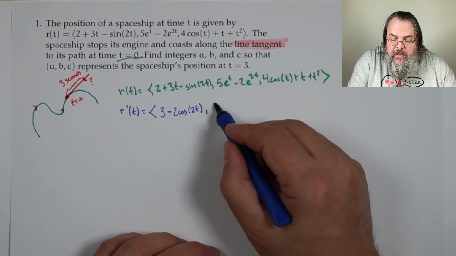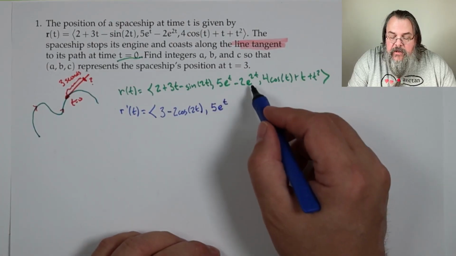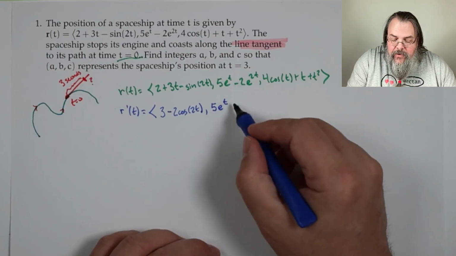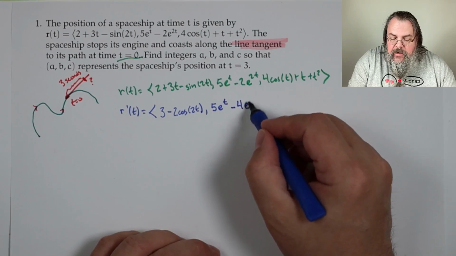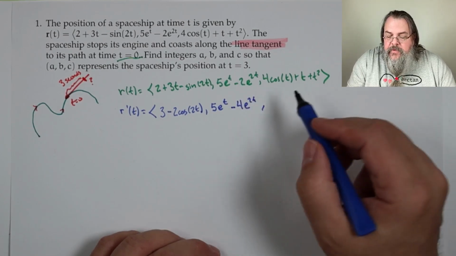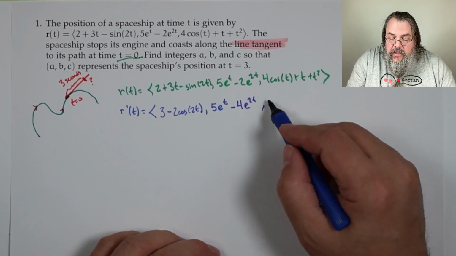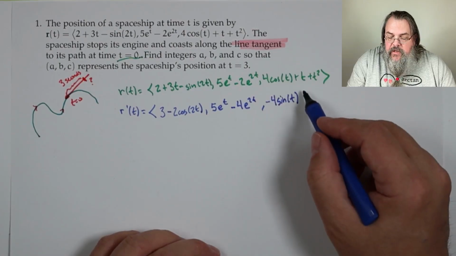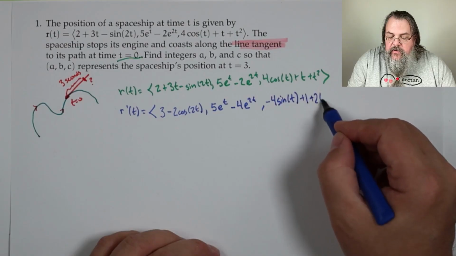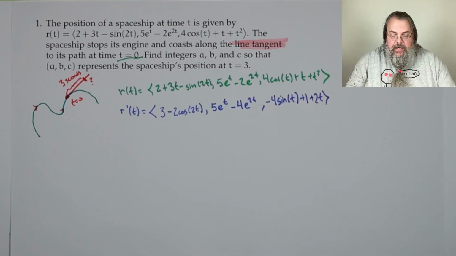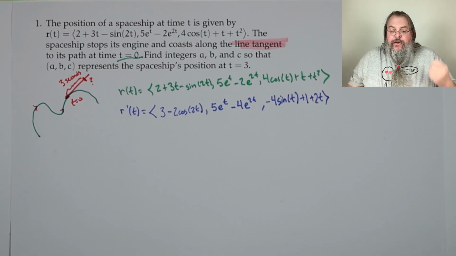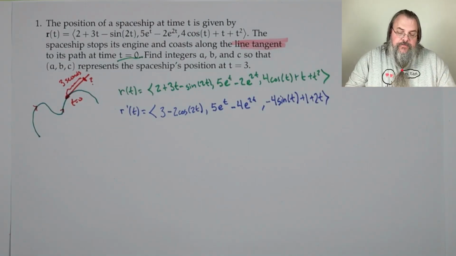Derivative of e to the t, great. Derivative of e to the 2t will be e to the 2t, and then chain rule, 2 comes down. So now it'll be minus 4e to the 2t, and derivative of cosine, negative sine, so minus 4 sine t, and then derivative of t is 1, and derivative of t squared is 2t. Okay. Now, when we're looking for a tangent line, we don't want functions, we want numbers. So we need to evaluate at time 0.